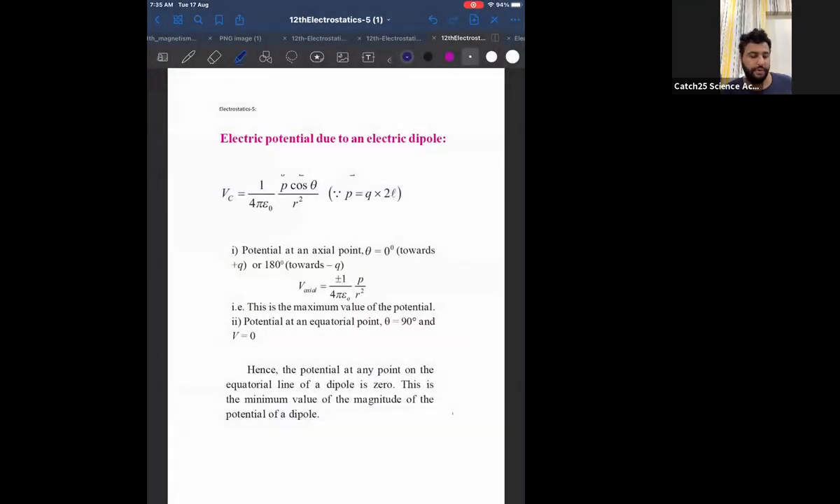Electric potential due to a dipole. Have we done this in the last class? I don't think so. We did only capacitors, correct? So it is just one formula. So write down the side heading: Electric potential due to an electric dipole. Write down the side heading. Electric potential due to an electric dipole.